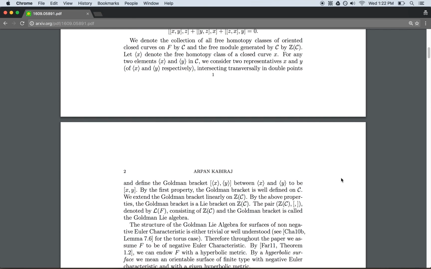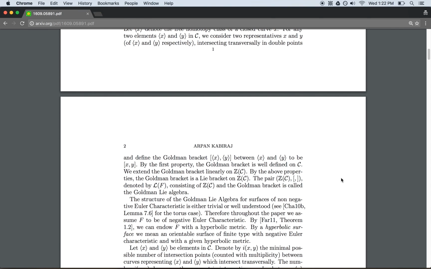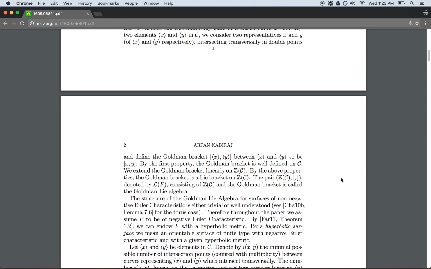We extend the Goldman bracket linearly on blackboard Z of script C. By the above properties, the Goldman bracket is a Lie bracket on blackboard Z of C. The pair blackboard Z of C, together with the Goldman bracket, denoted by script L of F, is called the Goldman-Lie algebra.